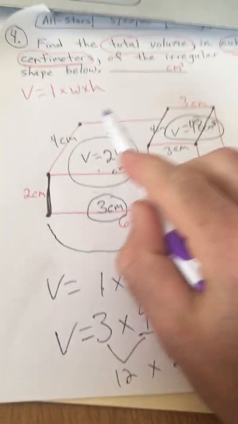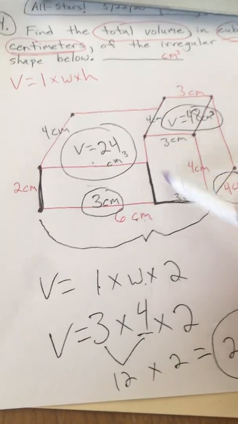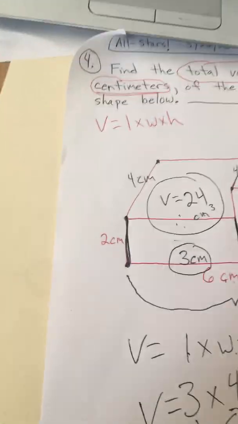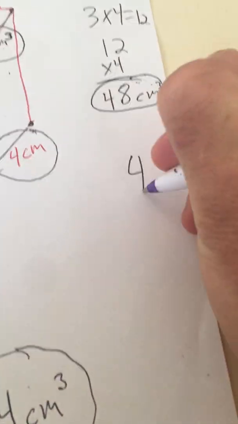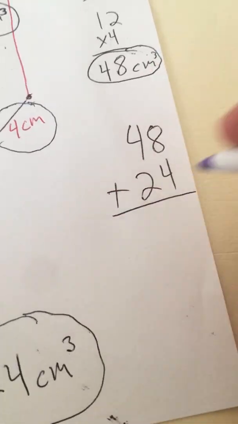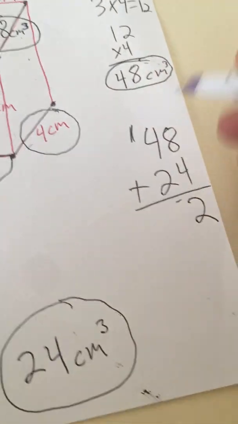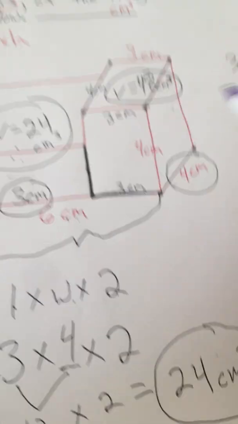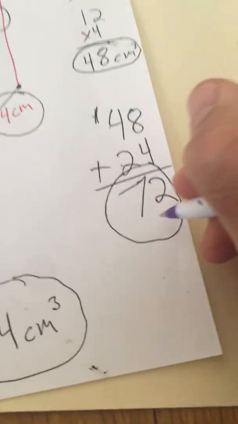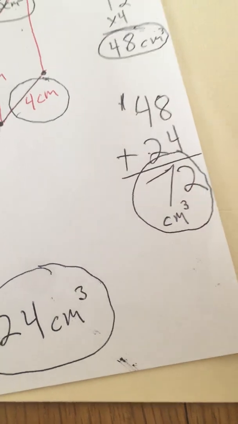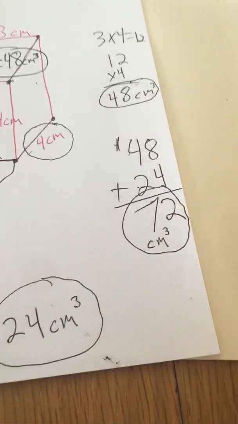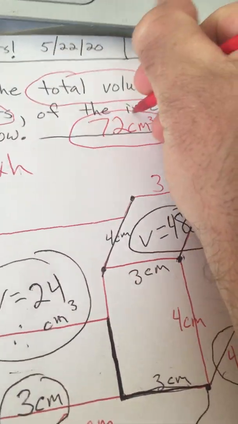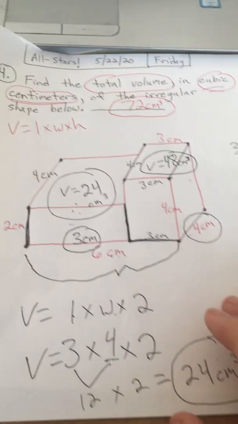Okay, now if this section here is 24 and this section here is 48, to find the total volume, add those two numbers. 48 plus 24, 8 plus 4 is 12, 4, 5, 6, 7. The answer is 72, and since it was centimeters cubed plus centimeters cubed, we're just adding the same unit of centimeters cubed together. So the answer is 72 centimeters cubed, and that is the total volume in cubic centimeters of the irregular shape below.